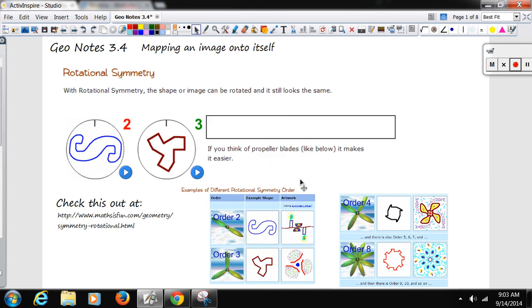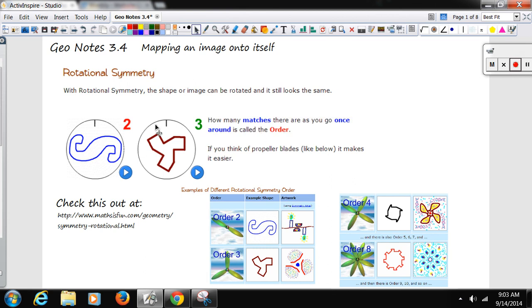All right, let's get to rotational symmetry. How many matches there are as you go once around is called the order. If you think of propeller blades like below, it makes it easier. Like this one goes around once, and as it goes around one full rotation, it would land on this one once, and then it would be back to where it was. So it has an order of two, because as you go around once, it would land on each other twice. And this one would have three, and this one would have four, and this one would have eight, and so on with these pictures.